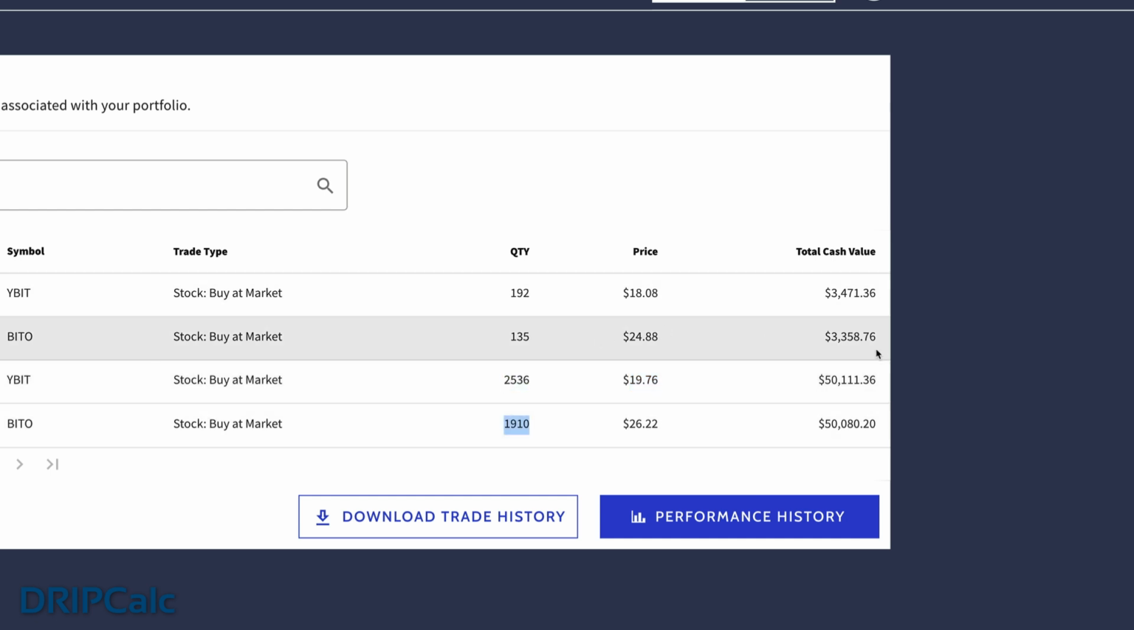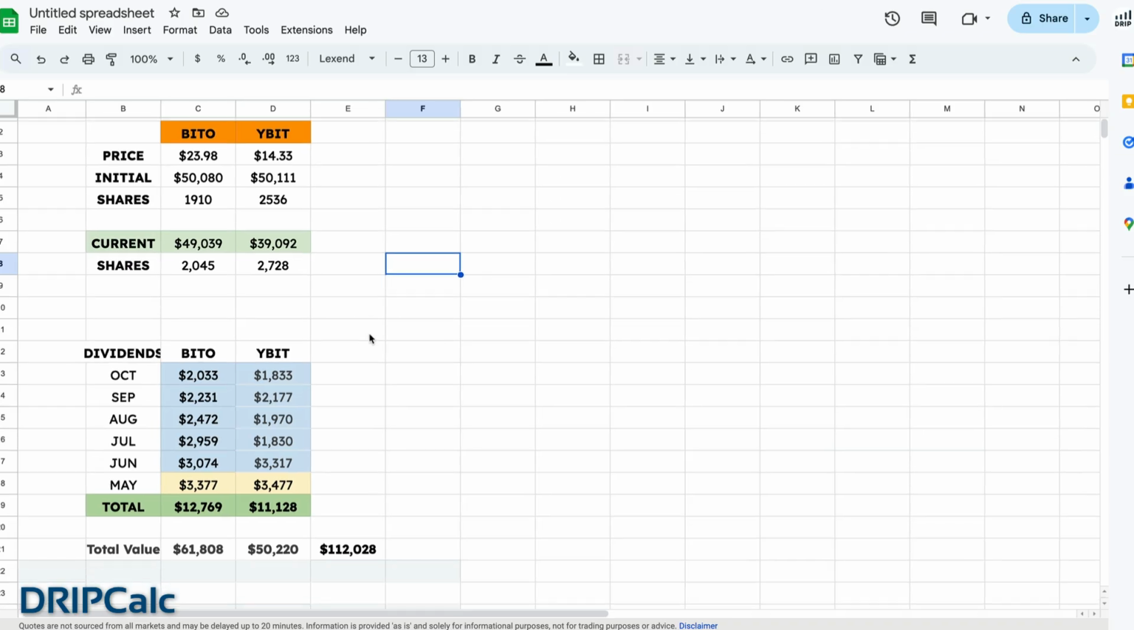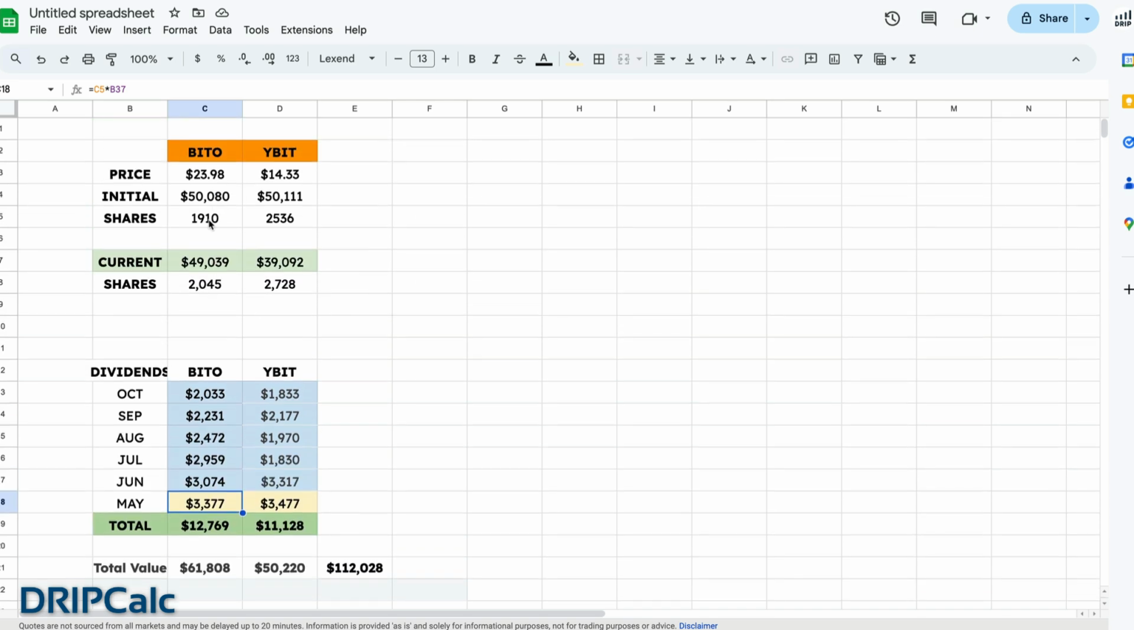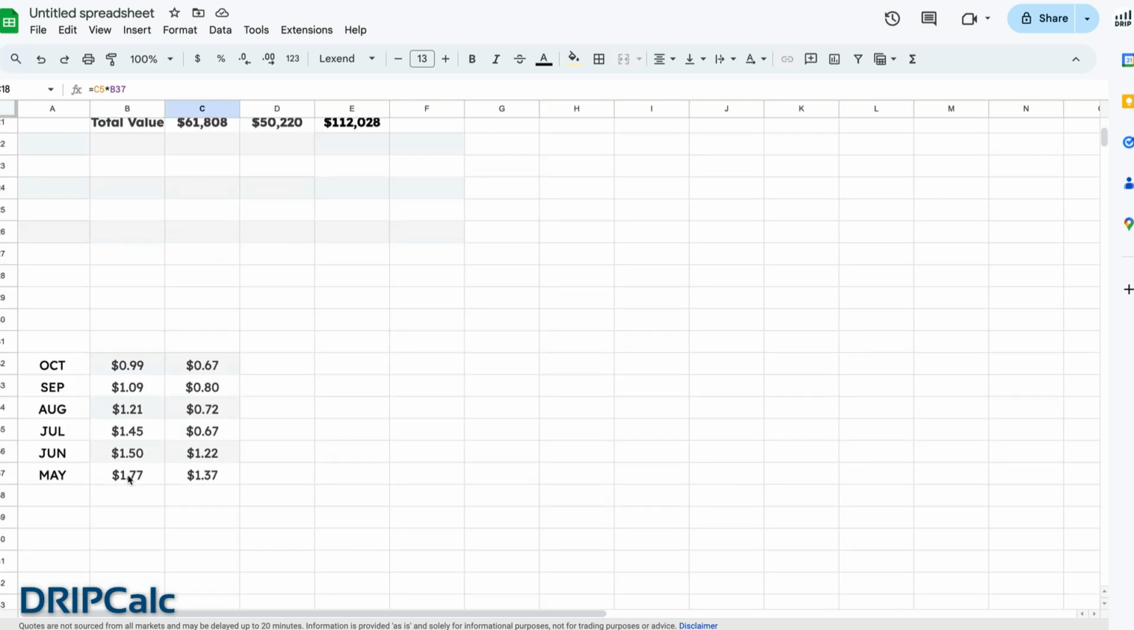Then they paid the dividend, and I calculated approximately the amount of dividend that we received. So I purchased more stock with those dividends. By then, BITO price had dropped down to $24.88, and I purchased 135 shares. And this is the cost. And here I have the spreadsheet of all the returns, so we can compare. This is the number of shares I had at the time, and here's the dividend that we collected.